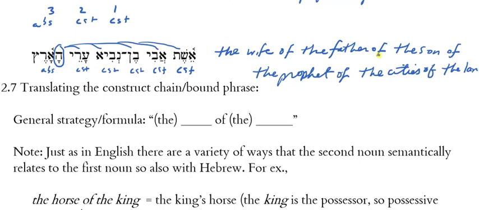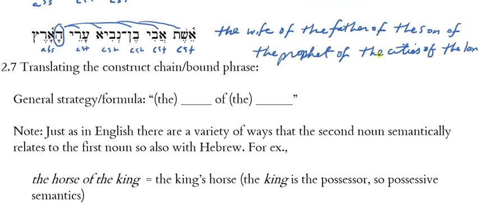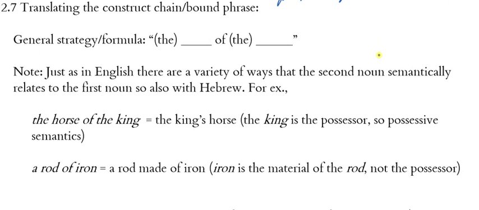All right, well, let's talk about how to translate the construct chain or the bound phrase. Our general strategy is going to be to use the word of in between thing 1 and thing 2. So the blank of the blank, or maybe a blank of a blank. Okay? Now, just as in English, there are a variety of ways that the second noun semantically relates to the first noun, so also with Hebrew and our construct chains.